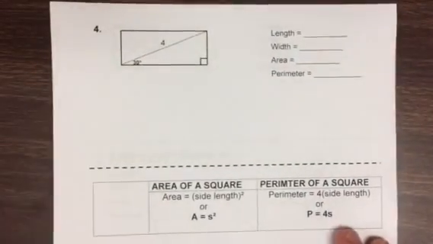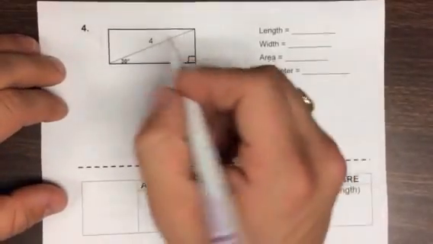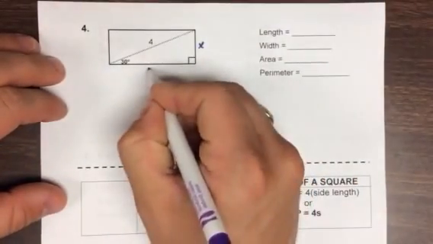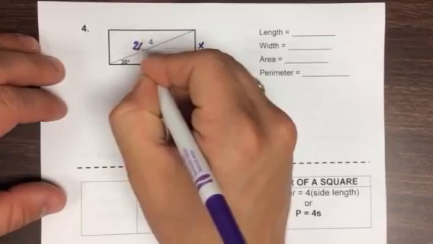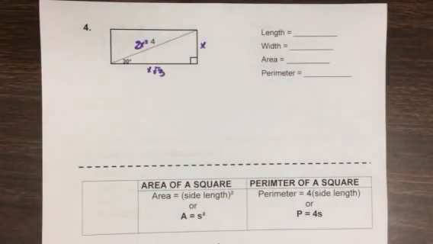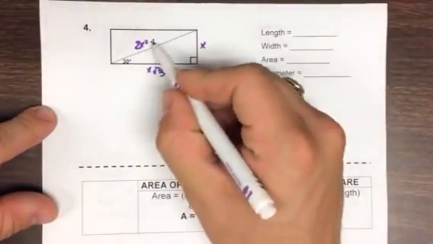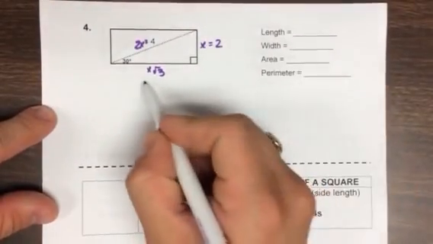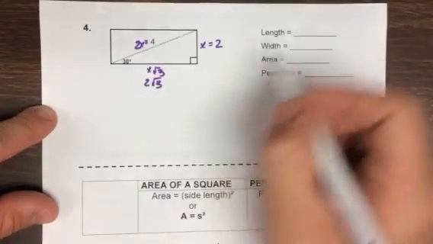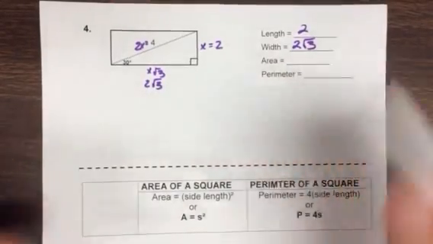Looking on, the next problem we have, we've got a 30, 60, 90 triangle. So again, this is X, this is 2X, this is X radical 3. So knowing that, 2X is 4, X is 2, so this would be 2 radical 3. So length we're going to call 2, width we're going to call 2 radical 3.